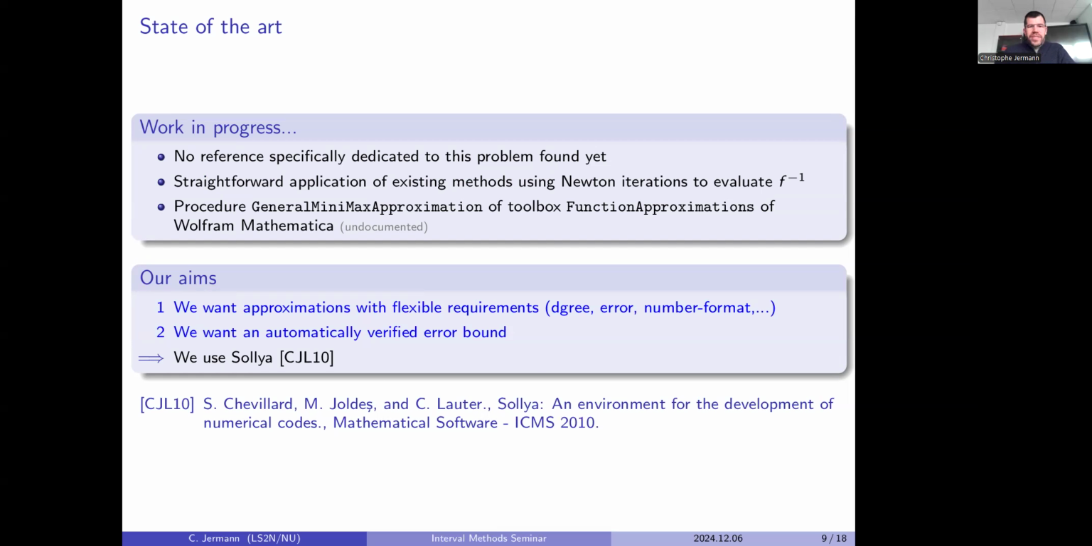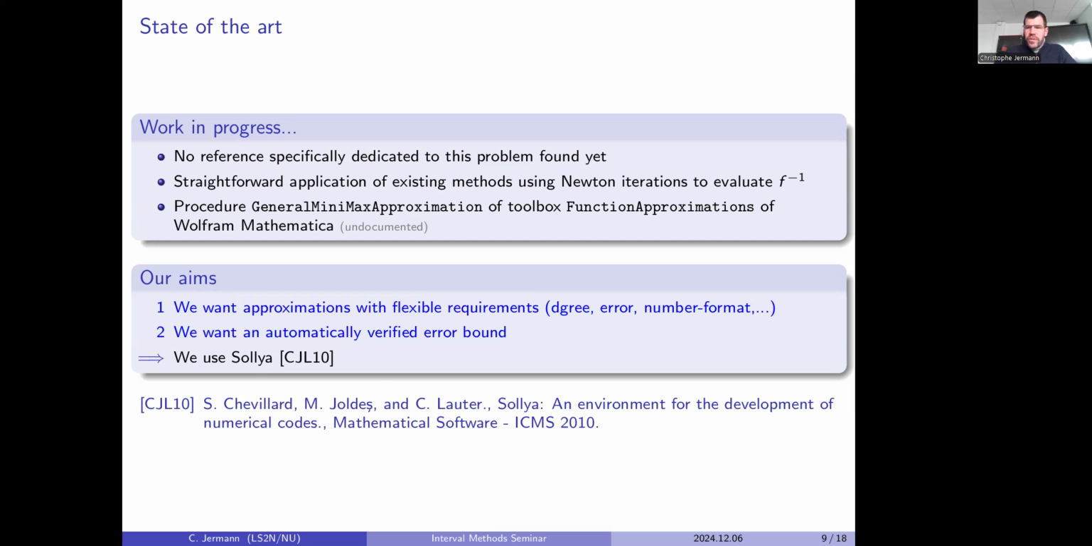But, well, it's not in line with our objectives, because what we want is to be able to compute our own approximation with some flexible requirements. We want to be able to choose the degree, to choose the error, to tune the approximation with respect to the number format that we are considering for evaluation, and projection, etc. And second, we want an automatically verified error bound on the approximation we have obtained.